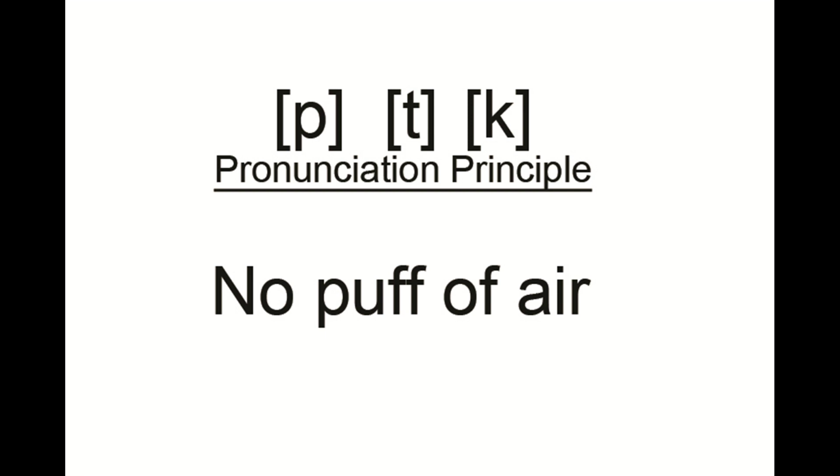Let's look at each letter individually. In English, we pronounce the letter P by bringing our lips together, cutting off the airflow, building up a bit of pressure, and then releasing it in a small puff of air. P, p, p. In Spanish, the lips are also brought together, and the airflow is cut off, but pressure is not built up, and when the letter is pronounced, there is no puff of air. Let's look at some example words. Observe that the English P is tense and is accompanied by a puff of air, while the Spanish P is more relaxed and is not accompanied by a puff of air.